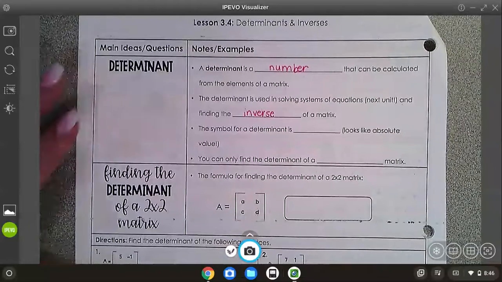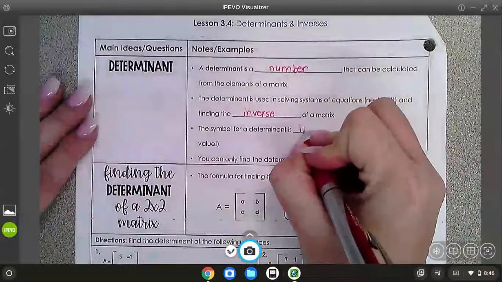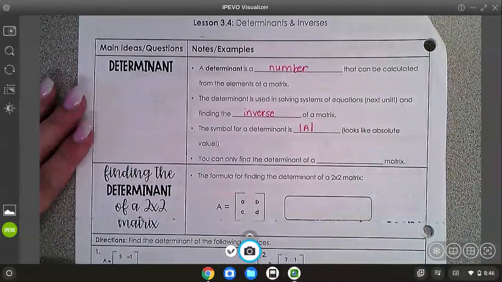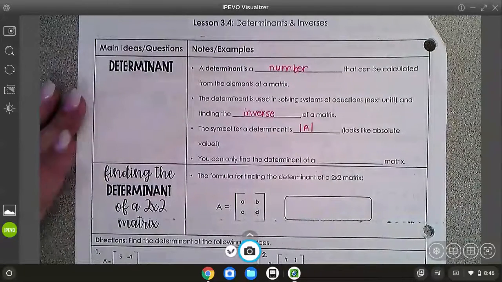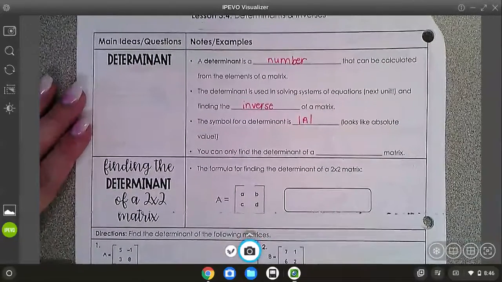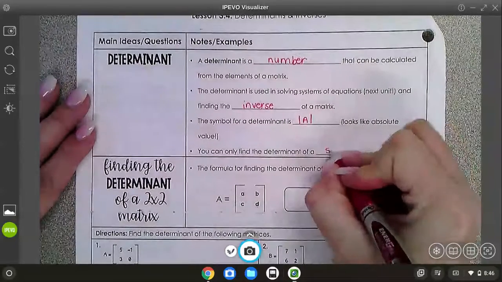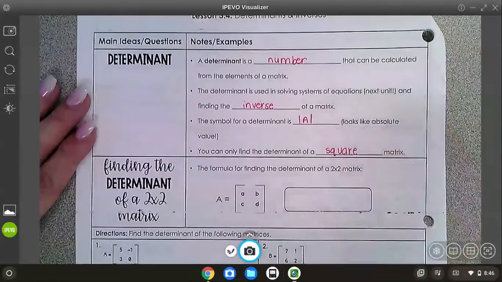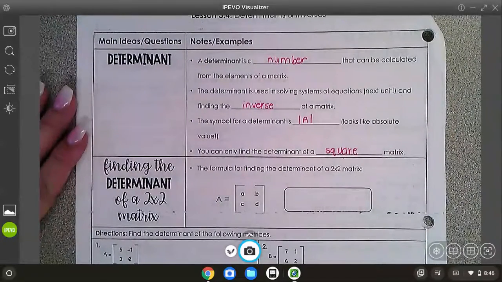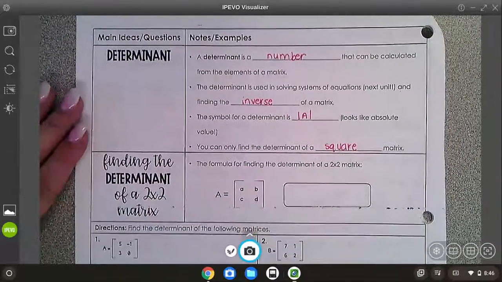A lot of times you'll see it written like this. If we have matrix A, the determinant is written with 2 bars. It looks just like absolute value, but it's not anything like absolute value. And the big thing is you can only find the determinant of a square matrix, like a 2 by 2, 3 by 3, 4 by 4. And the formula changes depending on the size of it.